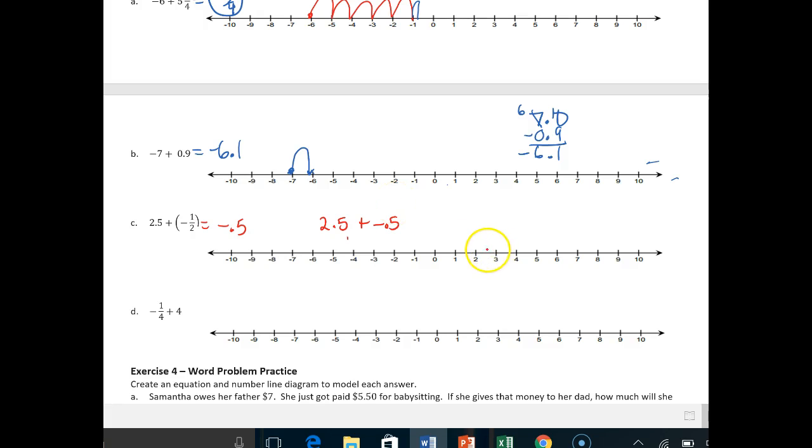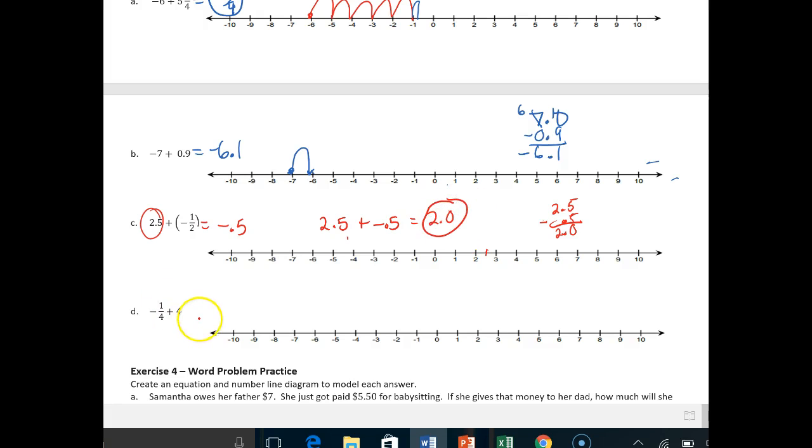So you could start at 2.5, which is right in between the 2 and the 3, and then move left 0.5. So if I move left 0.5, I should end up on 2. I could also prove that mathematically by saying 2.5 minus 0.5, right? Different signs, subtract, and I get 2.0. My answer is positive because I had more positive. So this should be 2.0.